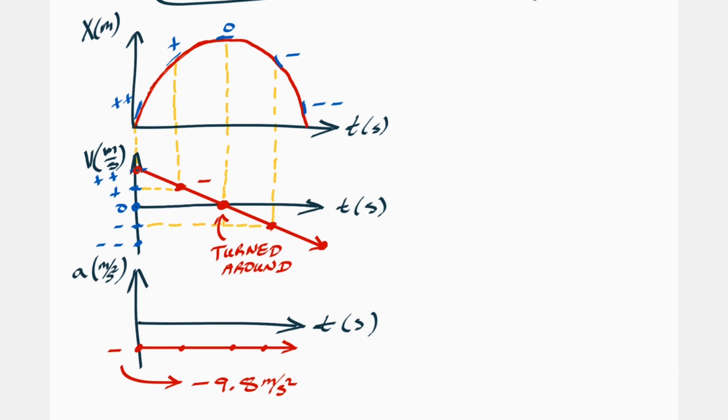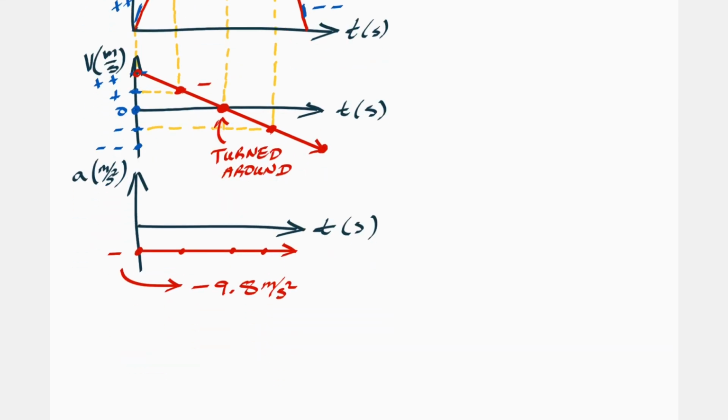Okay. Why did I say negative 9.8 meters per second squared? Well, that is the acceleration due to gravity. So acceleration due to gravity, and I'm just going to call this a sub g for now. a sub g is equal to negative 9.8 meters per second squared. That is the accepted value of the acceleration due to gravity.